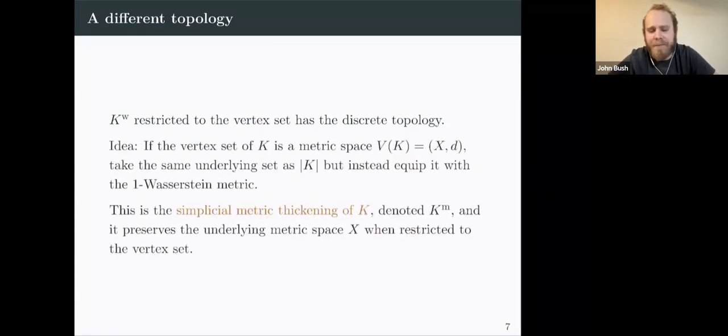And this motivates the idea of the metric thickening of K, which is: if I start with a complex whose vertex set is a metric space, I'll use the same underlying set as the geometric realization, but instead we'll equip this with the 1-Wasserstein metric, or the p-Wasserstein metric. The metric induces this simplicial metric thickening topology on K. And it turns out that this space preserves the underlying metric space when restricted to the vertex set. In fact, the vertex set isometrically embeds into the metric thickening. So we do retain all of the metric information about the vertex set.